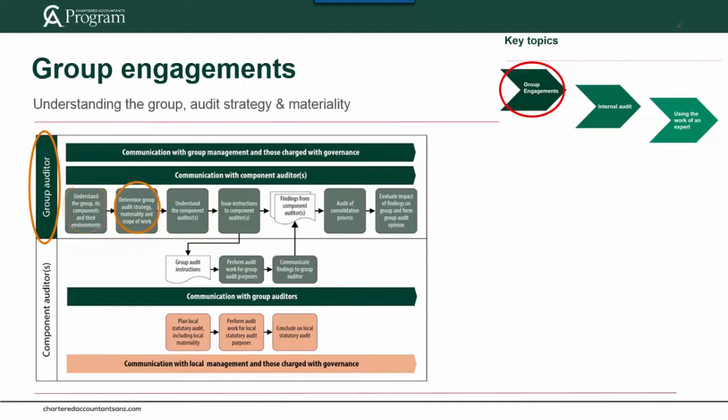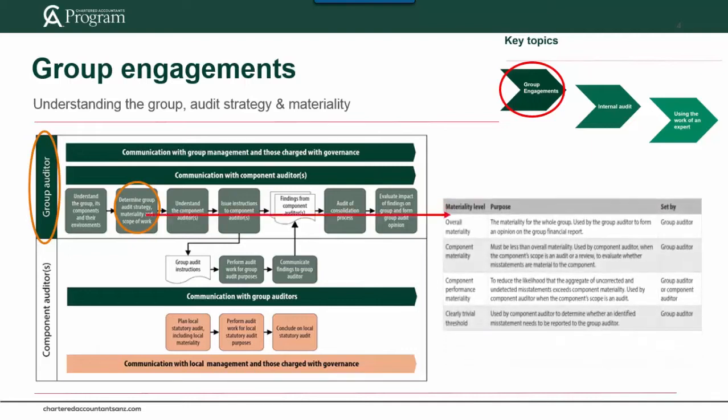The group auditor develops the audit strategy and audit plan for the entire group based on the assessed risks of material misstatement at the group level. The factors and judgments in setting materiality for a group audit are similar to those discussed in Unit 5. This table sets out the different materiality levels in the group audit. Note that overall materiality, component materiality, and the clearly trivial threshold are all set by the group auditor.